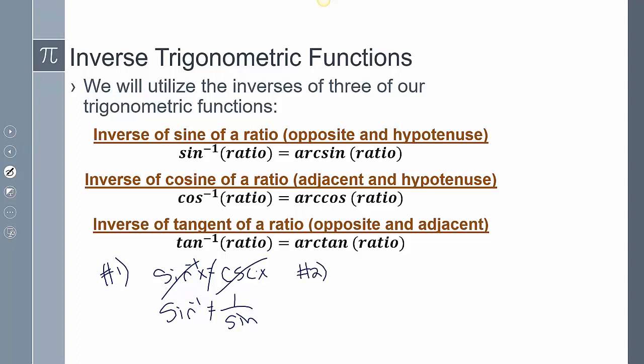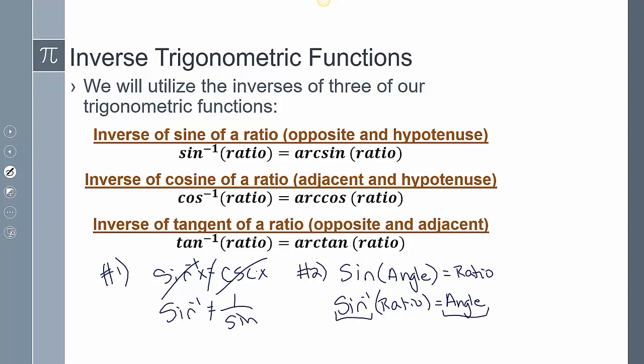Number 2, the way that you need to view this is it's the sine of an angle, and I'm just going to use this example of sine equals a ratio. That means that the sine inverse is always going to represent an angle. So the sine inverse of a ratio is going to equal an angle. So the inverse means angle. Sine, non-inverse, references a ratio.